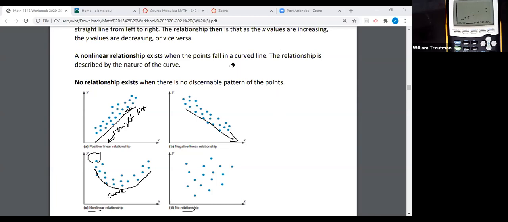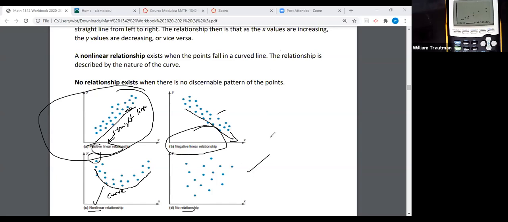And once again, a very typical question on the major quiz, you know, they'll take one and say, what kind of correlation is this? It's a positive linear correlation. Negative linear correlation. This is not linear, it's not a straight line. And this one has no relationship. The data is just all over the place.